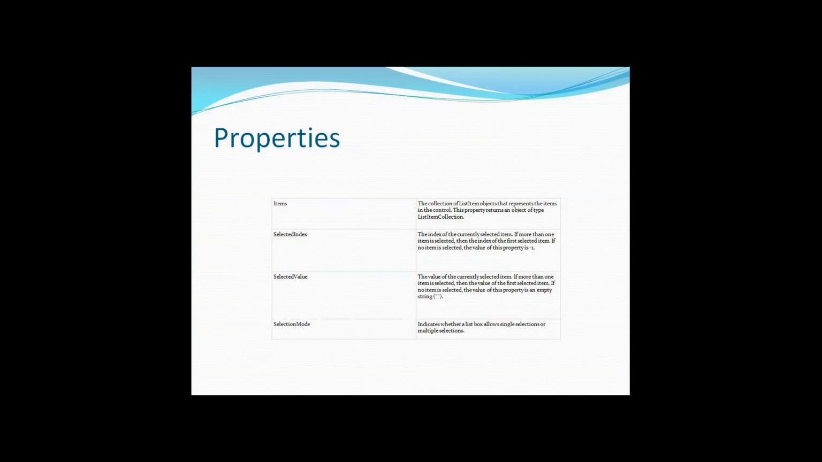Good. SelectedValue will give you the value property associated with the item which got selected. We understood that there is a value property associated with the list item, right? So this will tell you what is the value associated with the selected item.